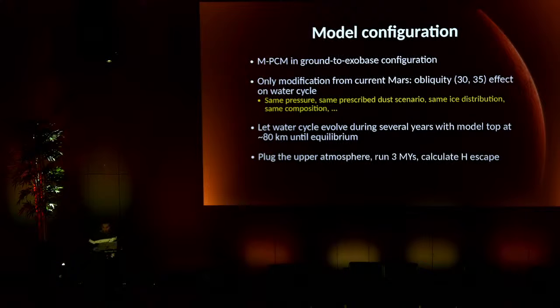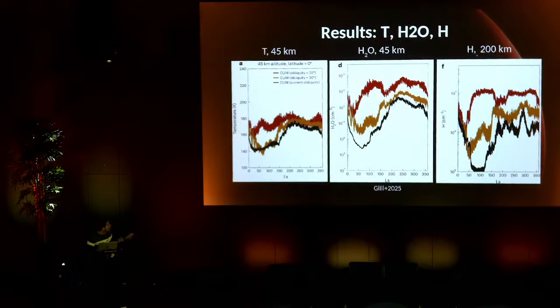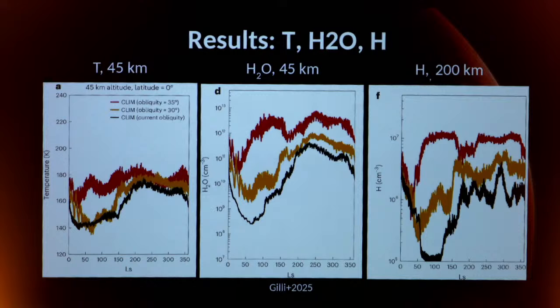So let's go to the results. I will be showing different plots, showing the seasonal evolution of different magnitudes for 3 different simulations. Black is the simulation for current obliquity, yellow the simulation for 30 degrees obliquity, red the simulation for 35 degrees obliquity. We have tried to go to higher obliquities, but as Francois mentioned before, the model becomes unstable and we couldn't go farther than 35 degrees.